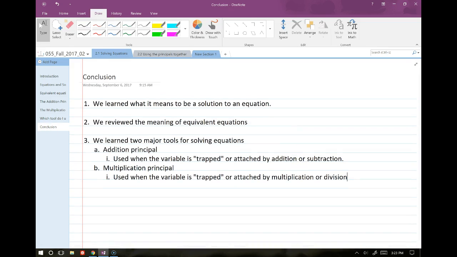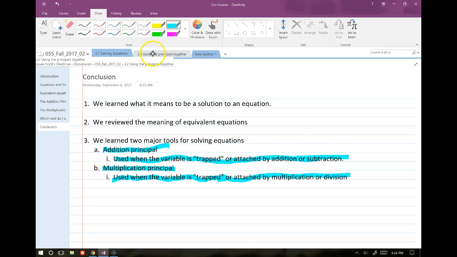Okay. So what did we learn in this section? Well, we learned what it means to be a solution to an equation, right? We learned what it means to solve an equation. That means you got to find all solutions. We reviewed the meaning of equivalent equations, meaning any equation with the same solution is equivalent. We learned two major tools for solving equations. We learned the addition principle. This is used when the variable is trapped or attached by addition or subtraction. The multiplication principle. This is what we used when something is trapped or attached by multiplication or division.